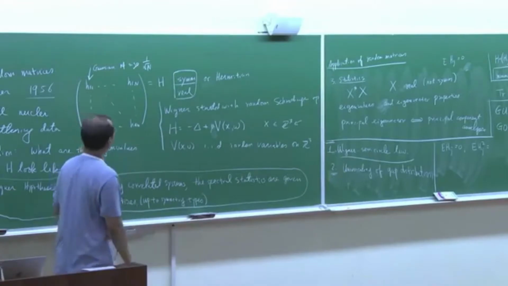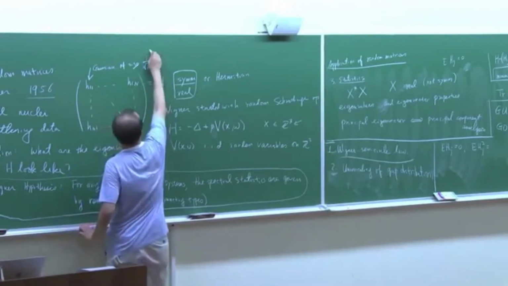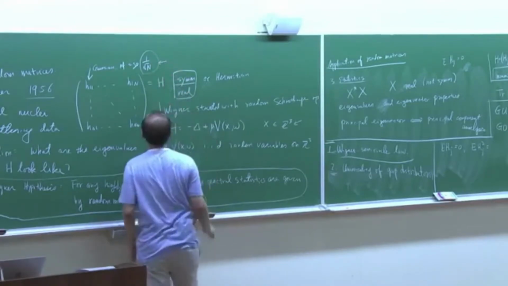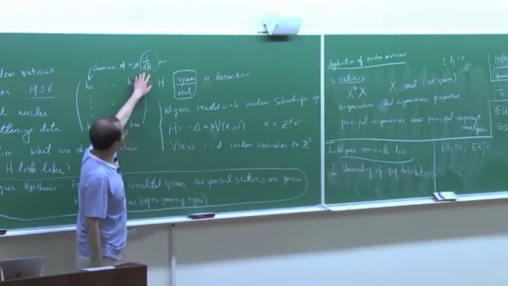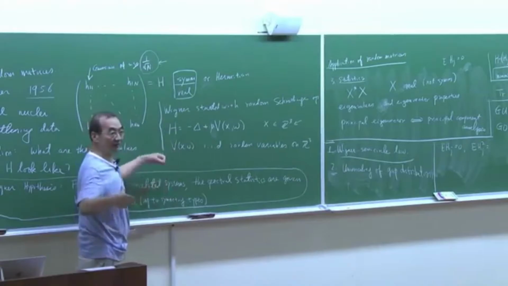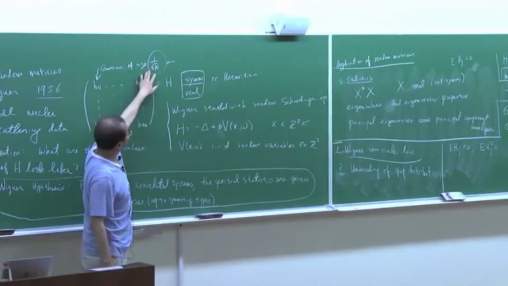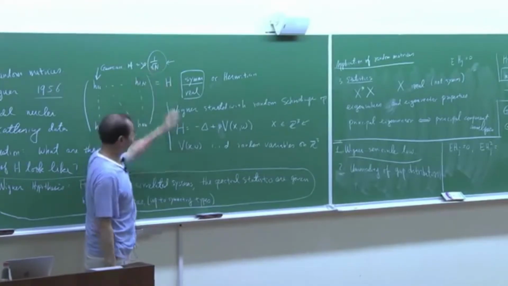Now why do I take this? This 1 over square root of n is just normalization, so don't worry about this number. If you change this number, you just stretch the matrix, so it doesn't matter. You will see the reason I put this later on, so just leave it like this.